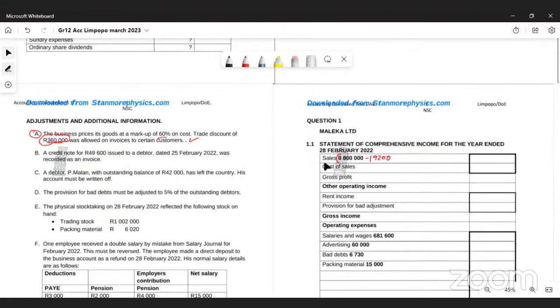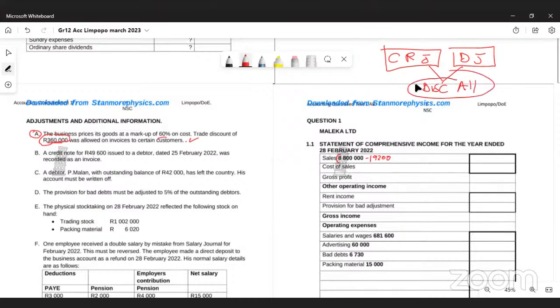When we were doing sales, remember, you take sales from your CRJ and you take the total sales from your DJ, because these are the two journals where we record sales. And in both of those journals, you have a column for discount allowed. So the moment that you do this journal, you include your discount allowed.